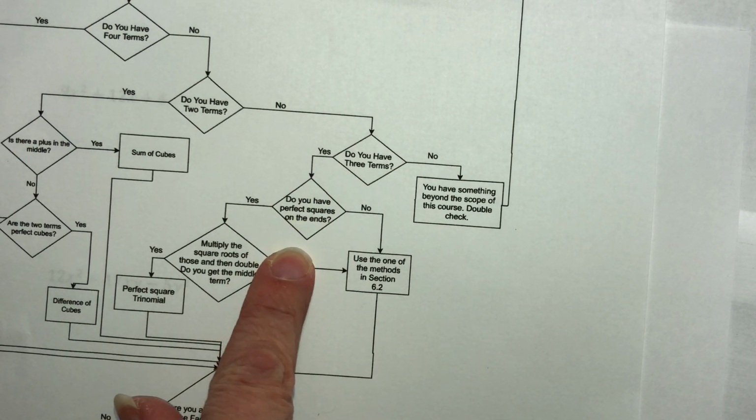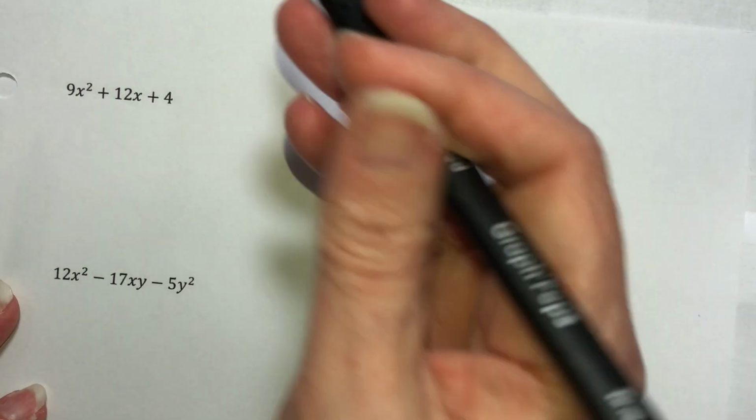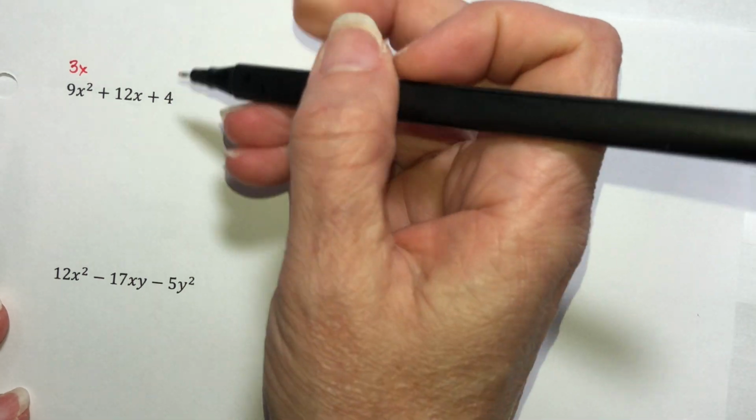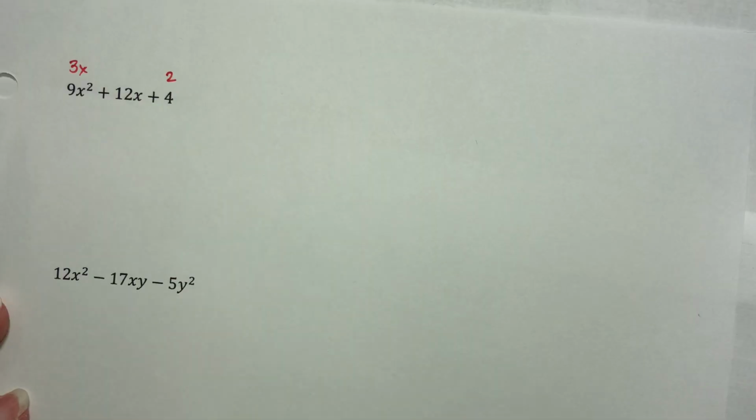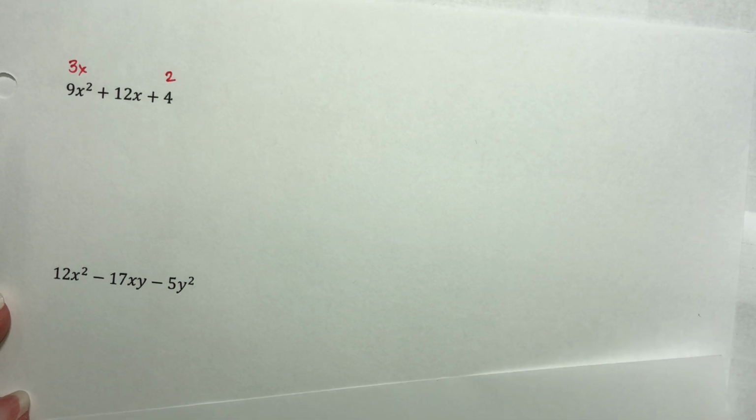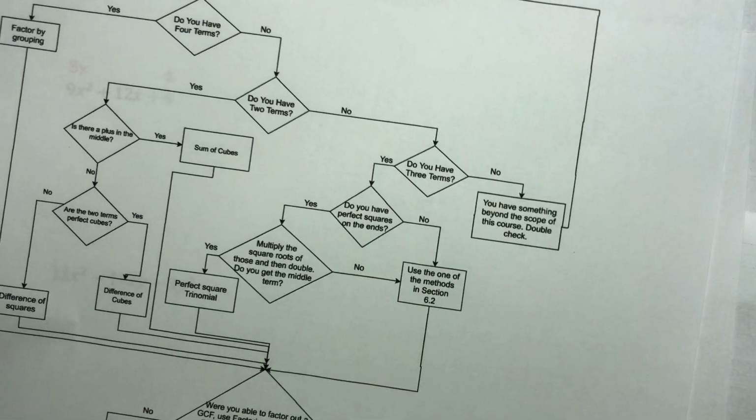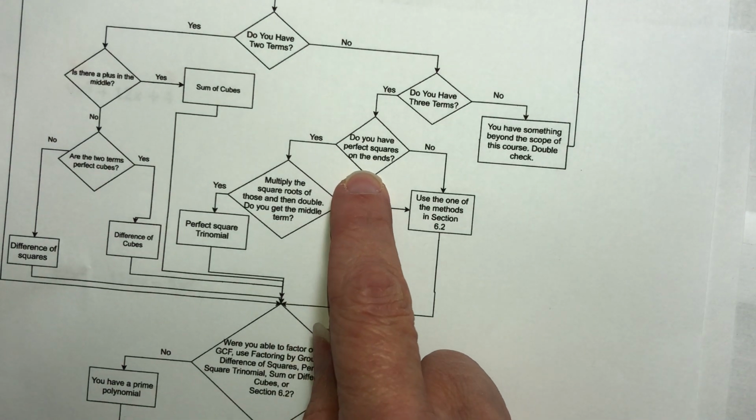Okay, do we have perfect squares on the ends? Well, yes. 9x squared is a perfect square. Its square root would be 3x. 4 is a perfect square. Its square root would be 2. Okay, so since we have squares on the end, it is worth checking to see if we have a perfect square trinomial.